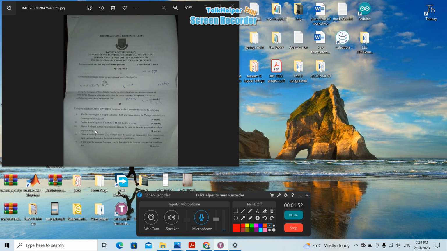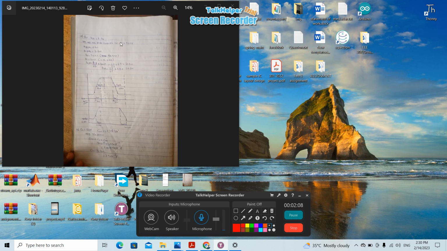Okay, for number 3, I was asked to sketch the input and output pulse passing through the inverter, showing the propagation delay approximately. So since I was given 5.5 volts, I had no choice than to consider the 10% condition between 5.0 plus or minus 0.5 volts.